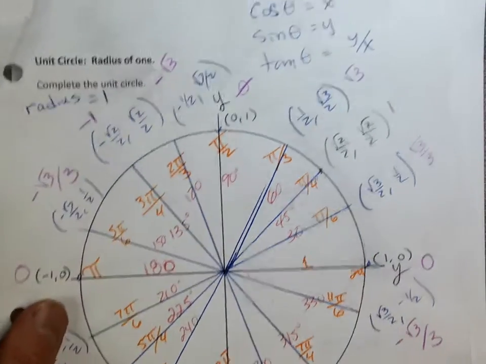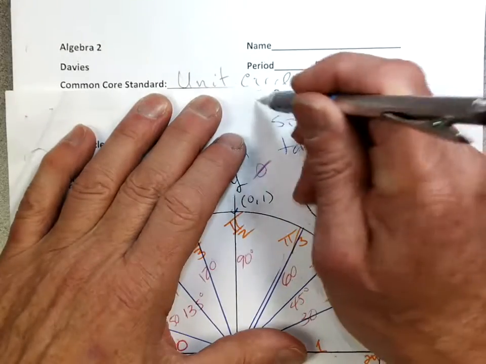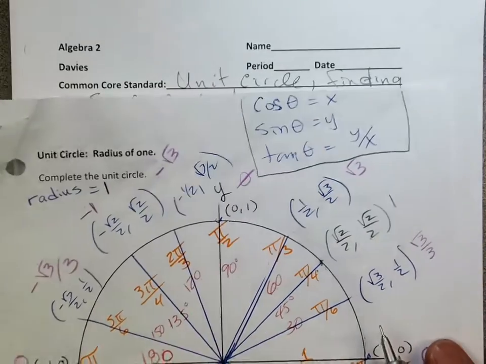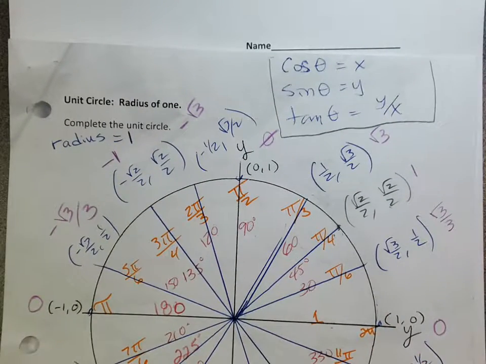Now, what you need to write on top of your circle is this. Cosine theta equals x. Sine theta equals y, please write this down. And tangent theta equals y over x.